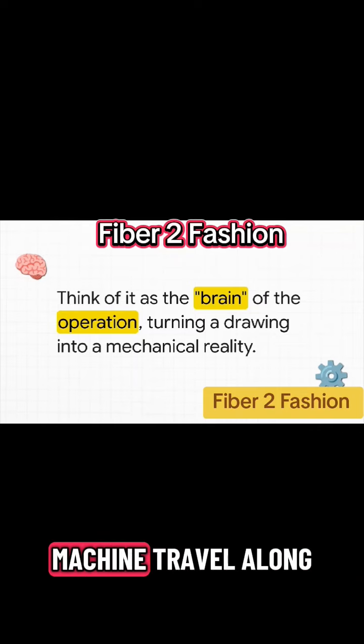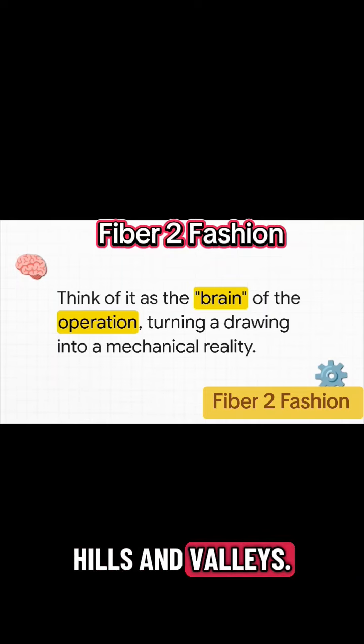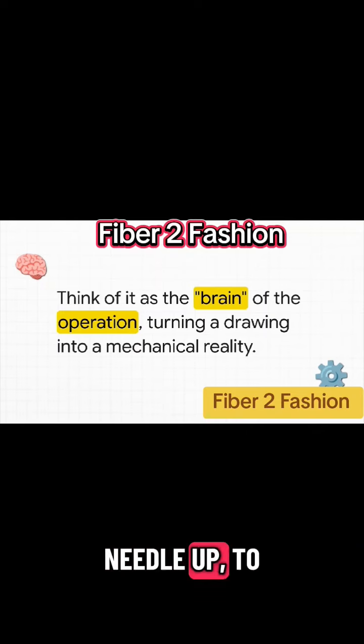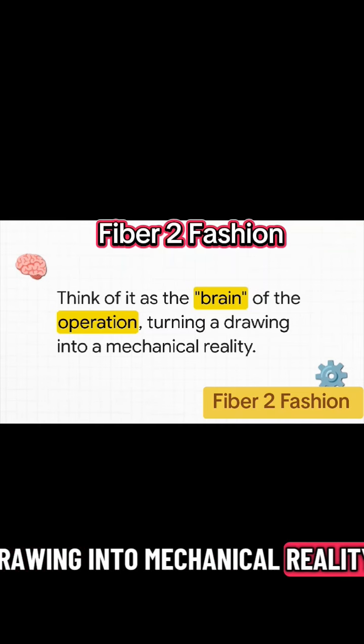Think of it like this. The needles in the machine travel along a track, and that track is like a landscape full of hills and valleys. These little chevron shapes, they create that landscape. They tell the machine to build a hill right here, to force a needle up to grab the yarn, or to make a valley right there to pull it down and form a loop. It's literally the brain of the whole operation, turning a simple drawing into mechanical reality.